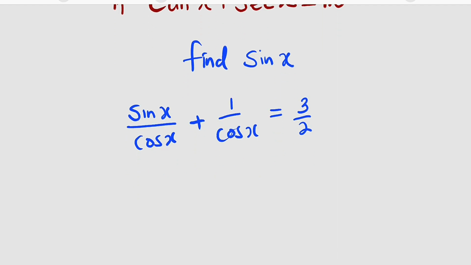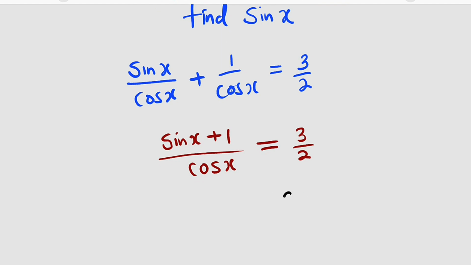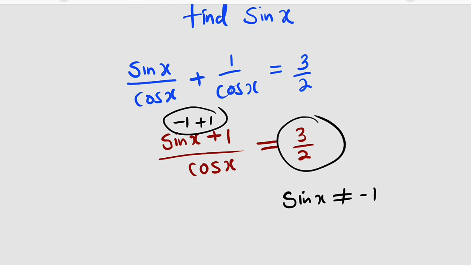Since the denominators are the same, we can write this as sine x plus 1 divided by cosine x. And this is equal to 3 divided by 2. But wait, observe that sine x cannot be equal to -1, because if it is -1 and we have +1 here, the whole of this will give us 0. And the right hand side, you can see, is not 0.